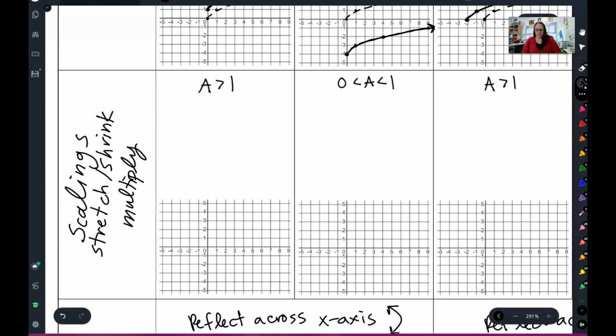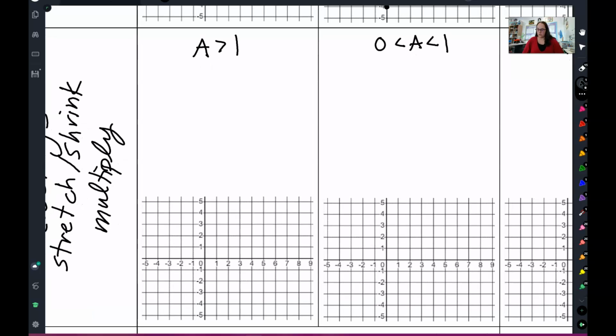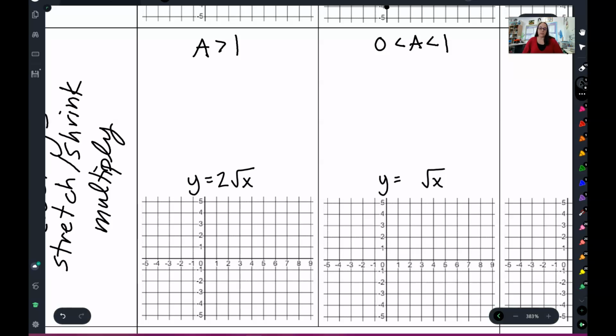Now, let's talk outside first. Outside's always easier because it's intuitive. And since we're outside, we are multiplying by a number outside our function area. So this one has to be greater than 1. Let's do 2. Multiplying by a 2, greater than 1. This one has to be between 0 and 1, so let's multiply by 1/2. Notice that both of these multiplying numbers are still outside the square root area.